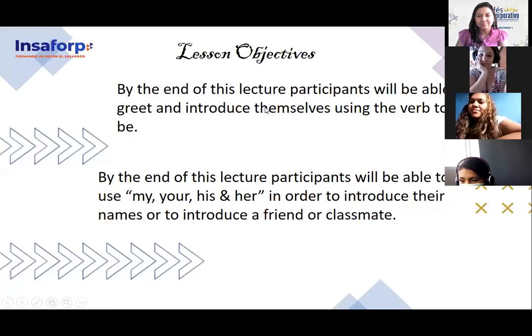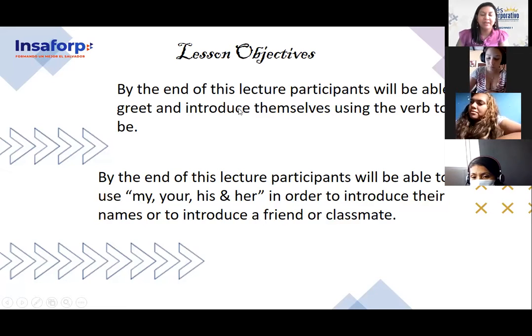And well, in this class, there are some lesson objectives. The first one says, by the end of this class, the participants will be able to greet and introduce themselves using the verb to be. ¿Qué dice aquí? Bueno, que al final de la clase ustedes van a poder saludar y también presentarse a sí mismos usando el verbo.